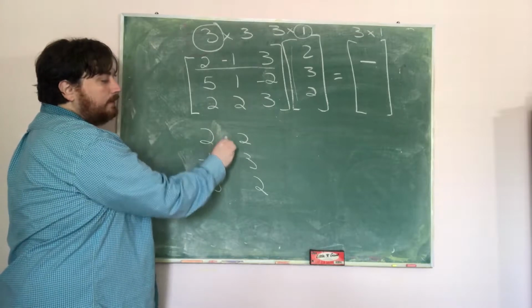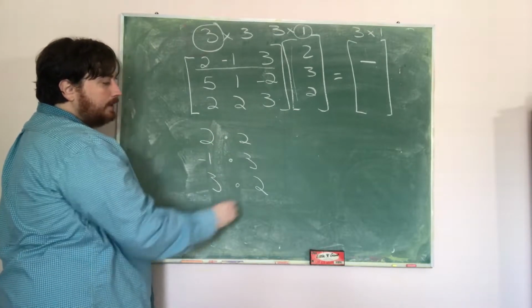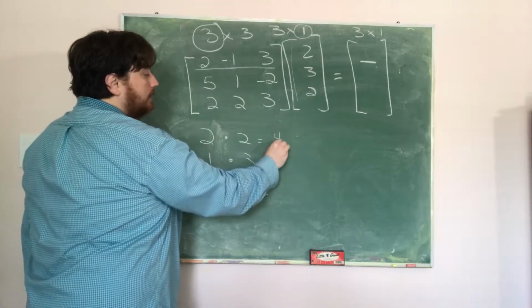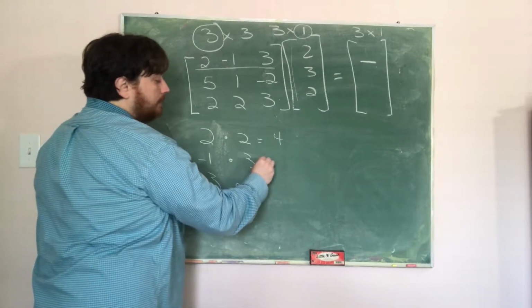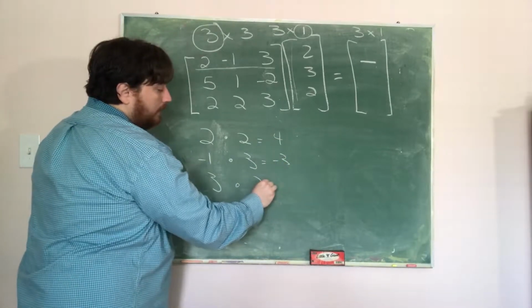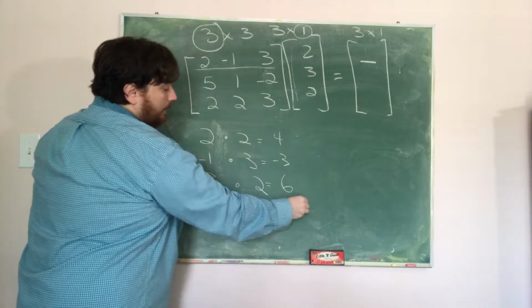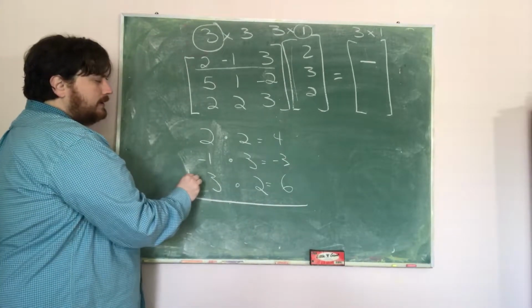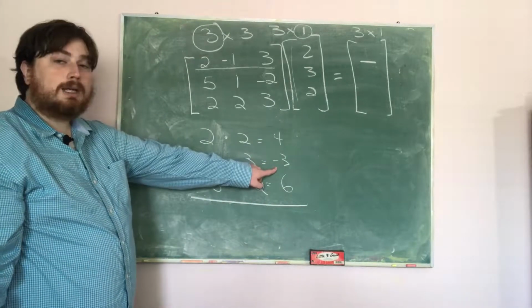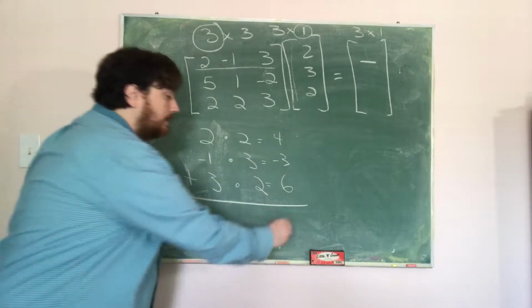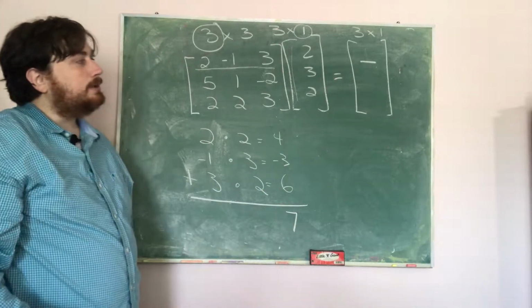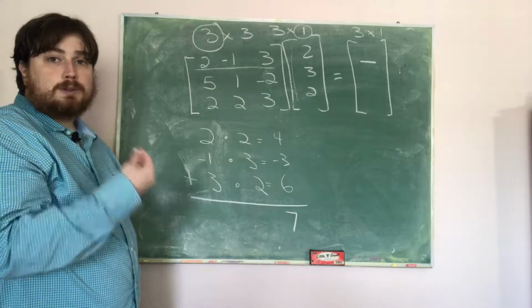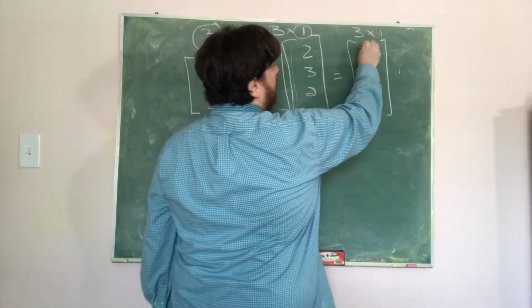And so I'll take the first, second, and third, and multiply together. So 2 times 2 is 4. Negative 1 times 3 is negative 3. 3 times 2 is 6. And what I end up doing is adding these all up. So 4 plus negative 3 is 1, plus 6 is 7. So the entry in the first row, first column of my resulting matrix is going to be 7.